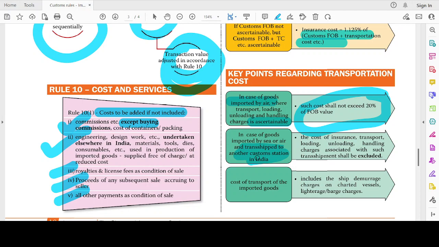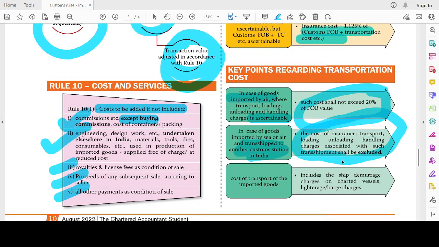Transshipment: I am using another small ship or vessel to unload and transport this to another customs station. The cost of insurance and transport for transshipment will be excluded. See, for transport it will be included, transshipment will not be included. Understood? Let's take an example here.